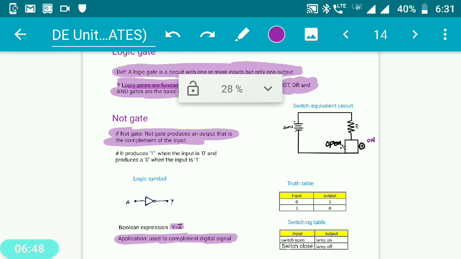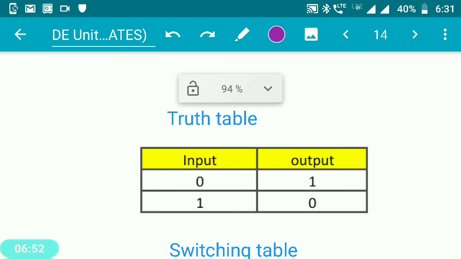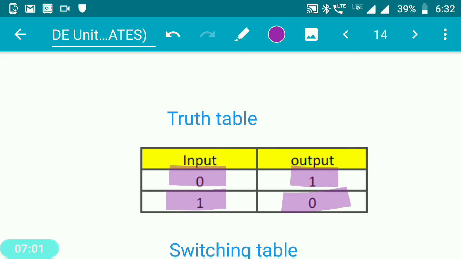Then we go to understand the truth table. Let us zoom into the truth table. Here in the truth table, we say that whenever the input is 0, the output is going to be 1. Whenever the input is 1, the output is going to be 0. This is the truth table of the NOT gate.